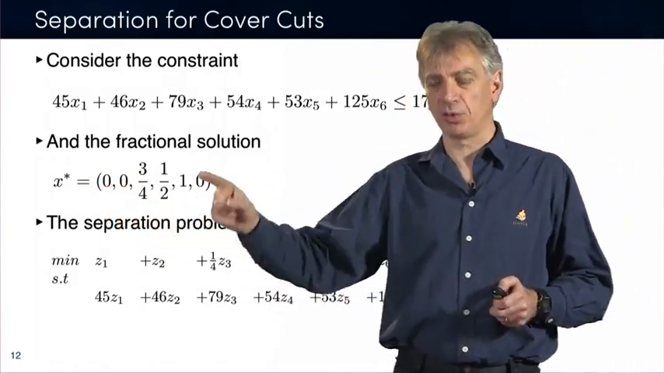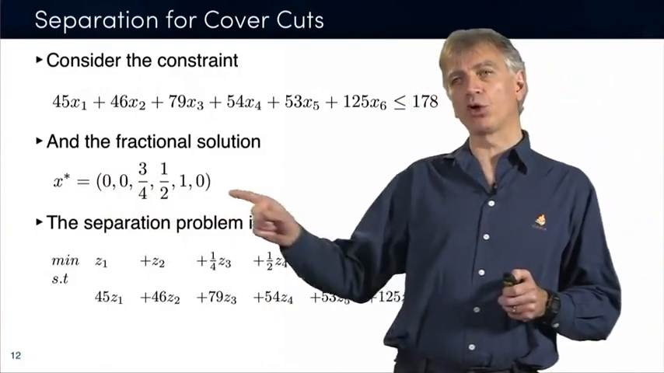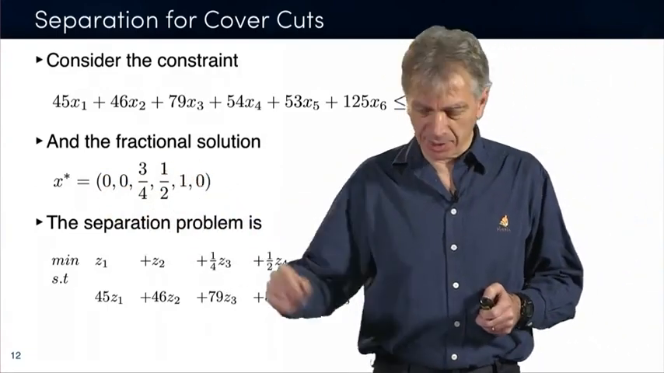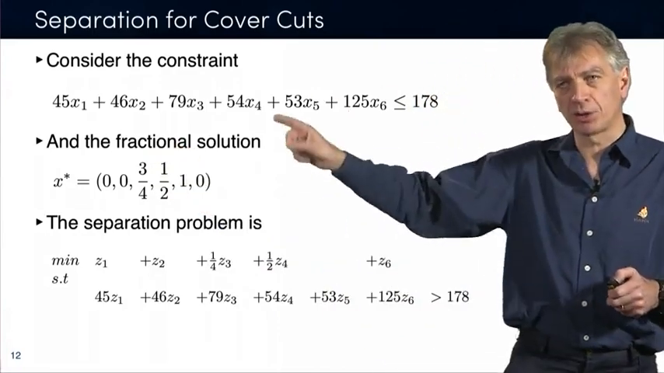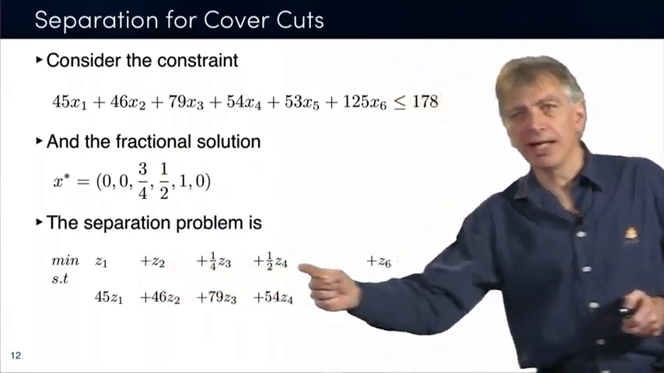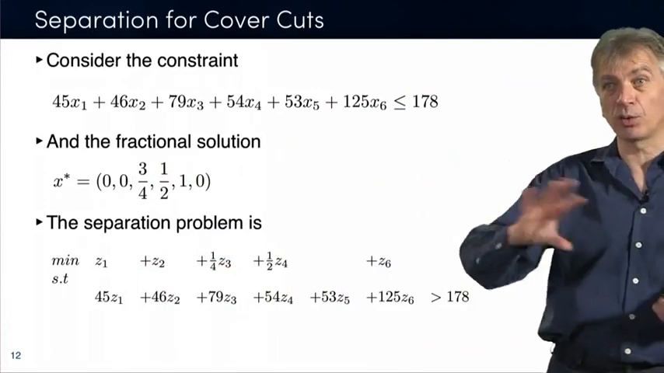Then you have Z2 for the same reason. Then you have 1/4 of Z3. Why? Because you see essentially 3/4 here. So 1 minus 3/4 is 1/4. And that's how you get this objective function. That's essentially what we saw on the previous slide.